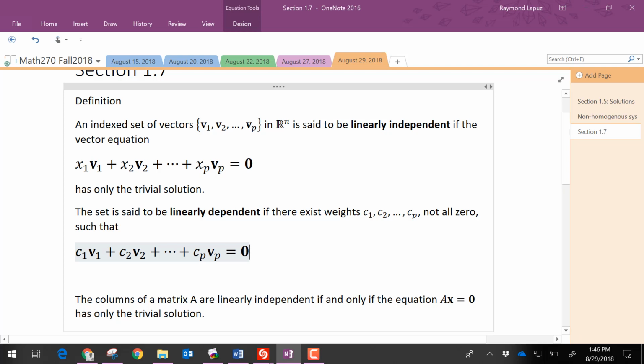And then we can immediately relate that to matrices by saying if the columns of a matrix A are linearly independent, then you only get the trivial solution. And that's an important piece of information. This is when it becomes more relatable to non-math people.